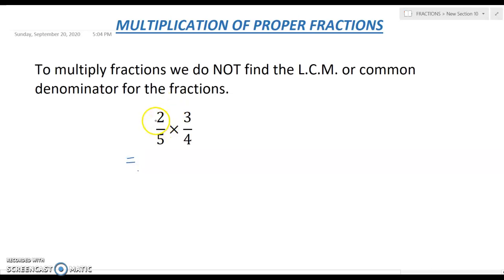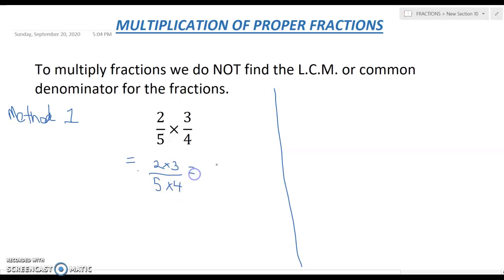So multiplication of fractions, as it says, what do you think we have to do? Basically multiply, right? So I'm going to show you two methods. Let's just split here. Let's call this method 1. So method 1, we just multiply across. So we get 2 times 3 over 5 times 4. So we get what? 2 times 3 is 6 over 5 times 4, which is 20.